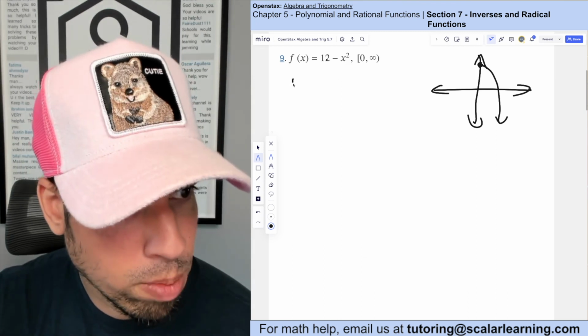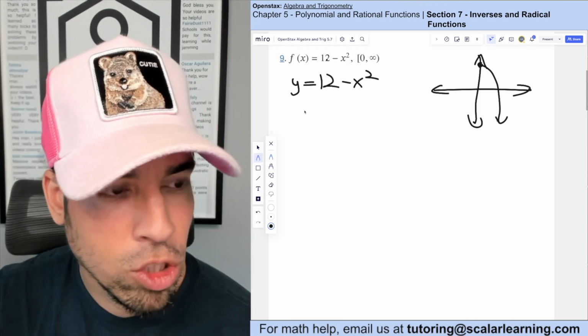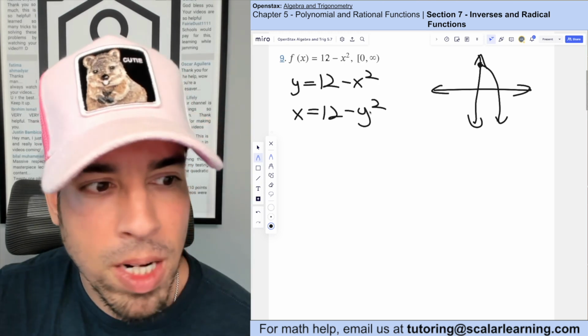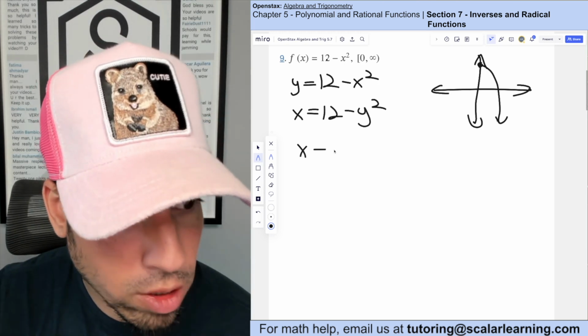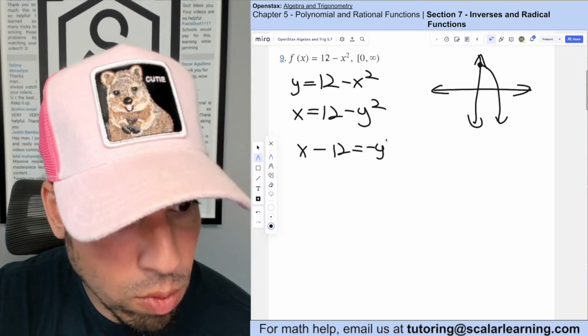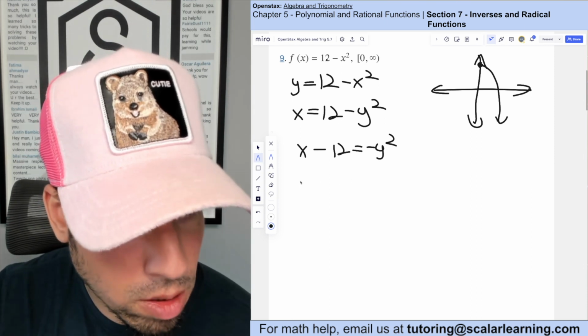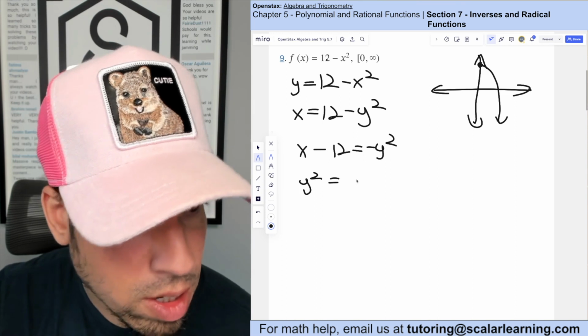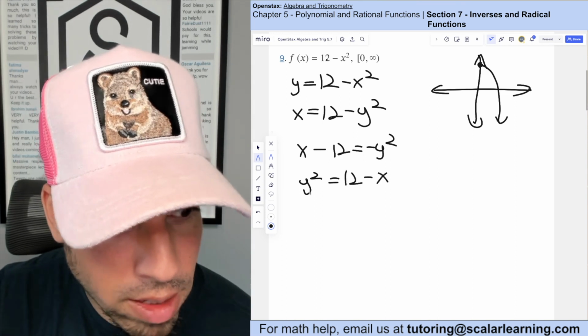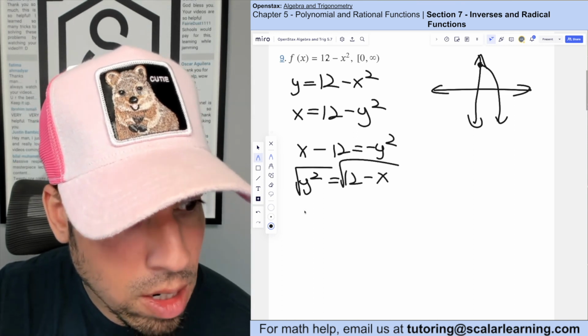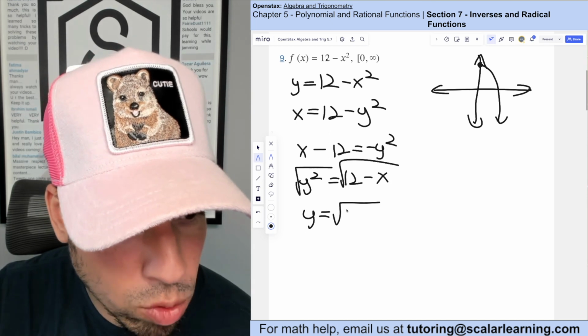So we're going to first replace f of x with y. Then I'm going to swap the x's and the y's. Now I'm going to isolate the y. So first I'm going to subtract 12 from both sides, equals negative y squared. Divide by negative 1, and I'm going to flip this around to y squared equals 12 minus x. Then we're going to take the square root of both sides. And I got y equals radical 12 minus x.